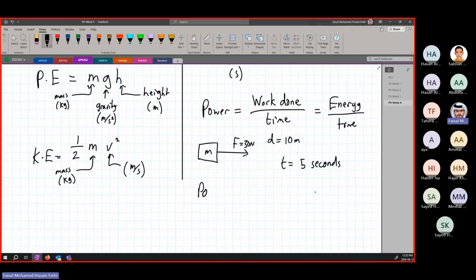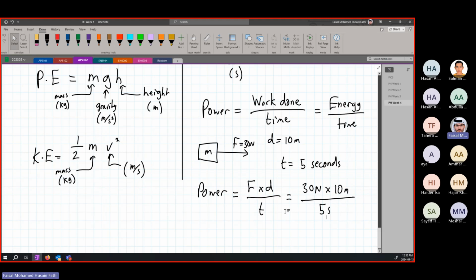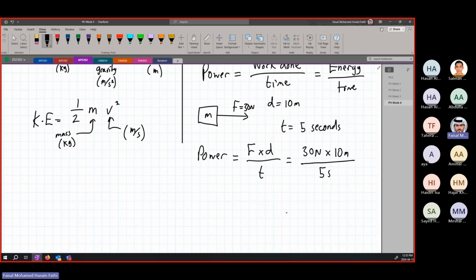So the power is going to be equal to the work done, which is force times distance, divided by time. Or it's also equal to 30 newtons times 10 meters over 5 seconds. That's basically how you would apply it. If we do this calculation quickly, we're going to get power is equal to 60 joules per second. Because remember, force times distance is work done, which is joules, and time is per second.